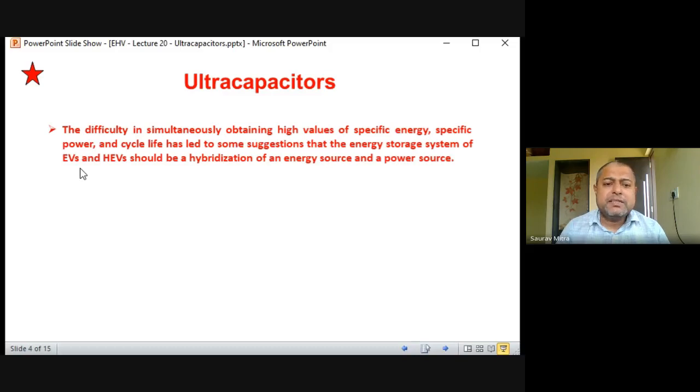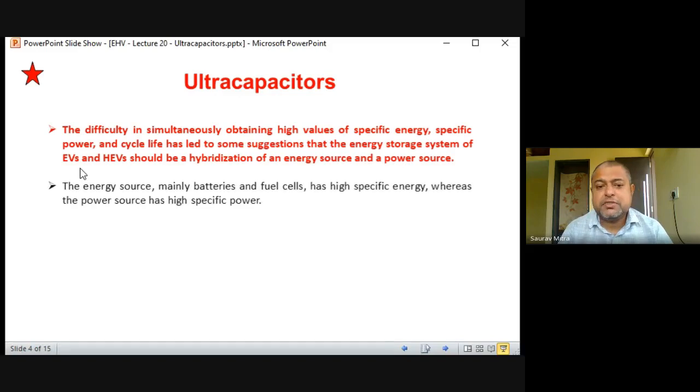There is difficulty in simultaneously obtaining high values of specific energy and specific power. No device can give both high specific energy and high specific power. A battery can give high specific energy. An ultracapacitor can give high specific power, that means huge energy in a short span of time. Life cycle has led to suggestions that the energy storage system of EV and HEV should be a hybridization of an energy source and a power source.